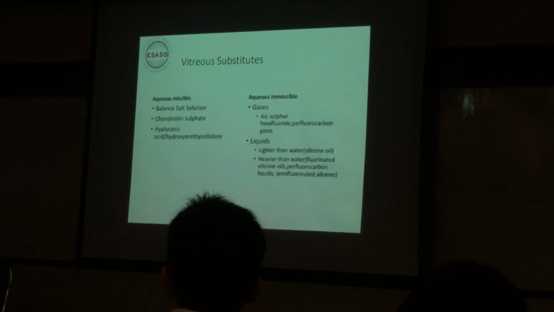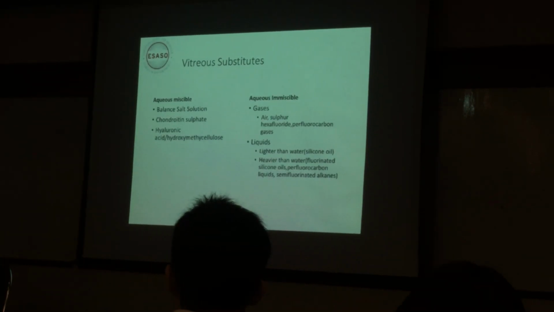So if you look at vitreous substitutes as a whole, in terms of broad groups, there are the aqueous miscible and the aqueous immiscible, that means it will not mix with the aqueous. Of course, aqueous miscible are balanced salt solution. That's what we use during the operation. Other ones that have been used are chondroitin and hyaluronic acid. These are miscible with aqueous. But the immiscible ones are either the gases or the liquids.